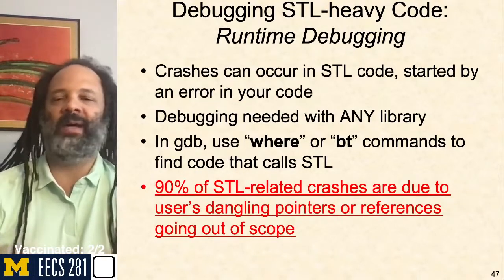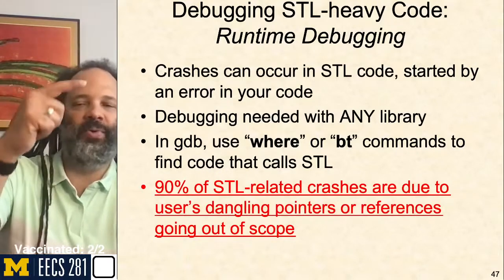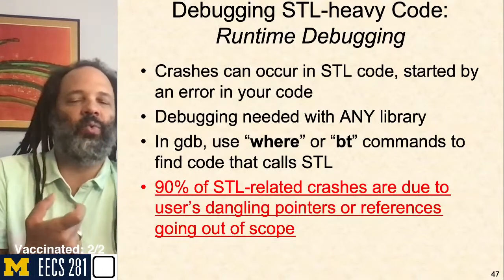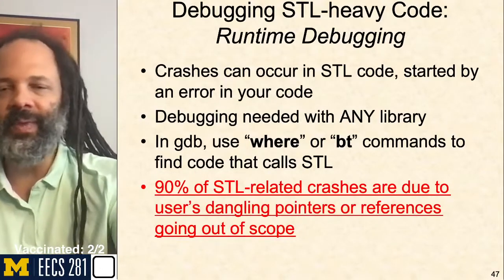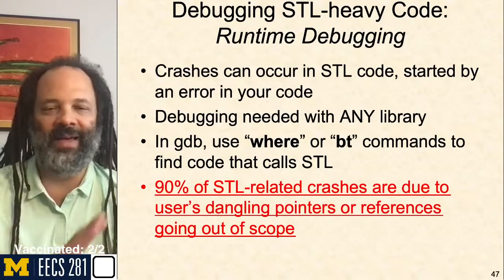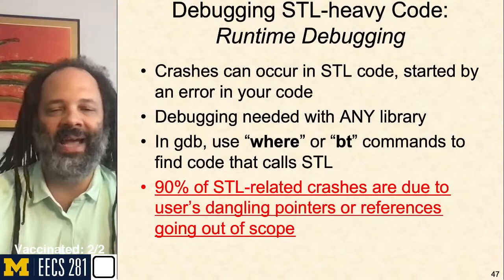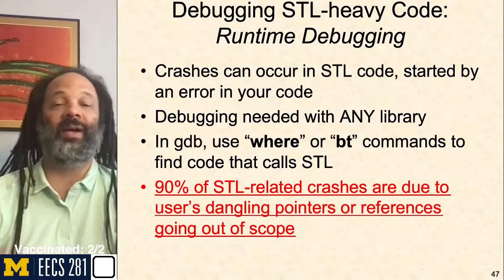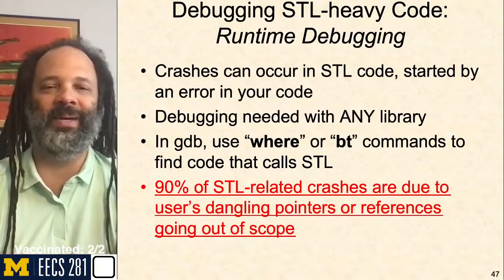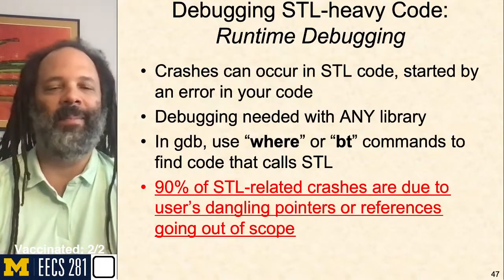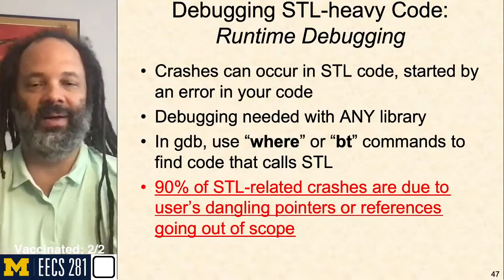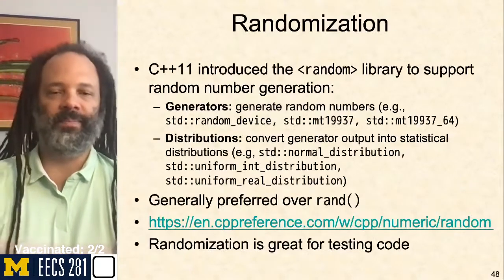So use that, especially if you've got a crash in the STL. You can back up through the STL frames to get to your own stack frame and say, well, now this is my function. This is where the setup went horribly wrong. This highly unsubstantiated fact here in red says 90% of STL-related crashes are due to users' dangling pointers or references going out of scope. So it's unsubstantiated, but it's not qualitatively wrong. It might be quantitatively a little bit dodgy, but the truth remains that most of the problems happening in STL crashes are because something happened poorly outside of the STL: pointers or references gone bad.